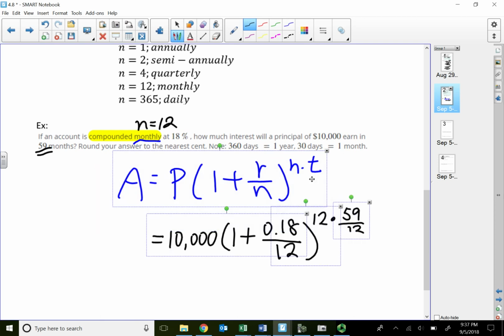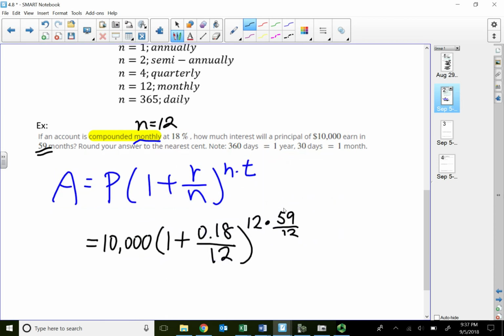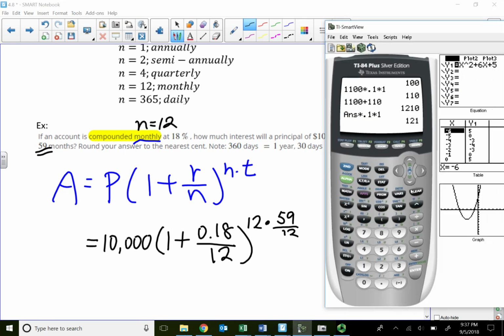It's an exponential explosion on the money you invest. It's called the compound interest formula. So I'm going to show you how to enter all this in the calculator at one time. Okay, so 10,000 times parenthesis 1 plus 0.18 divided by 12. The calculator sees this addition sign in the parentheses separating 2 terms, so it will naturally take the 0.18 divided by 12 first.